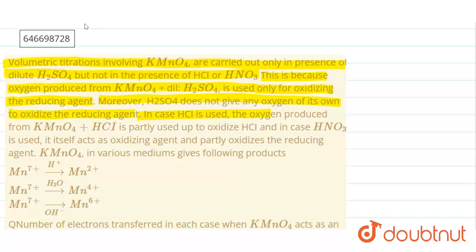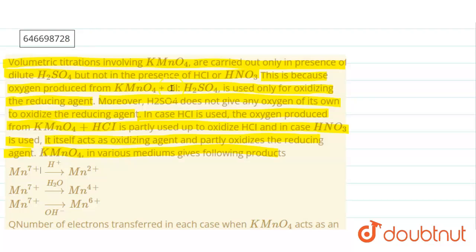In case HCl is used, the oxygen produced from KMnO4 plus HCl is partly used up to oxidize HCl, and in case HNO3 is used, it itself acts as an oxidizing agent and partly oxidizes the reducing agent. KMnO4 in various mediums gives the following products.